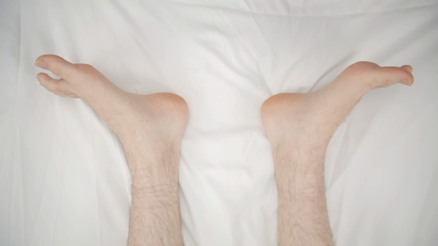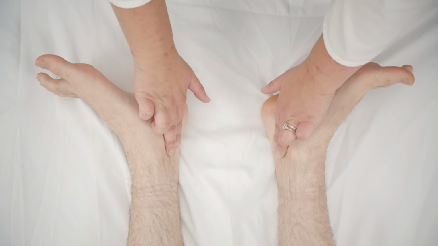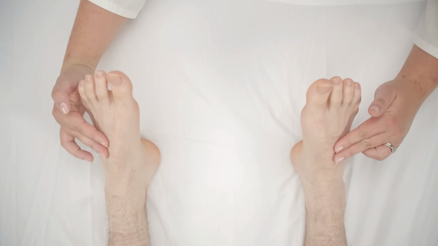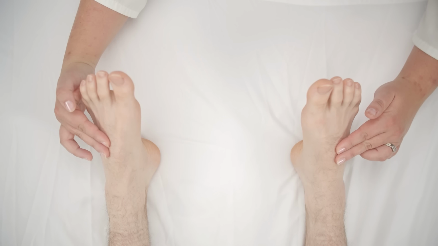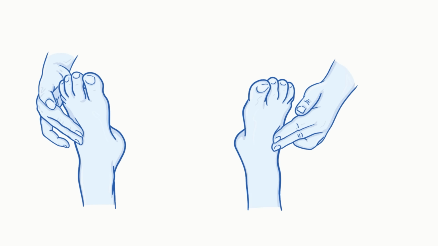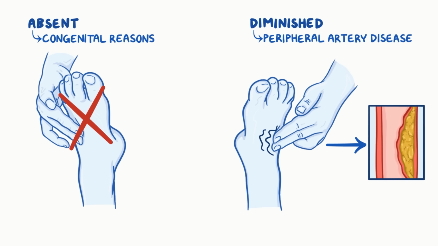Tell Fred to relax and slightly extend his foot. Place your fingers behind and below his ankle bone, and compare both sides. And now, let's take Fred's dorsal pedis pulse to assess blood flow to each foot again. Now again, tell Fred to relax his foot. Run your fingers in the groove between the extensor tendons of Fred's great toe and his first toe until you feel the pulse. Again, compare both sides. Fred's dorsal pedis pulse may be absent for congenital reasons. A diminished dorsal pedis pulse may indicate peripheral artery disease.